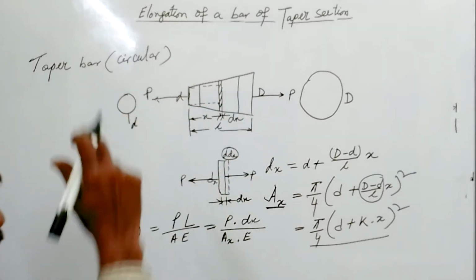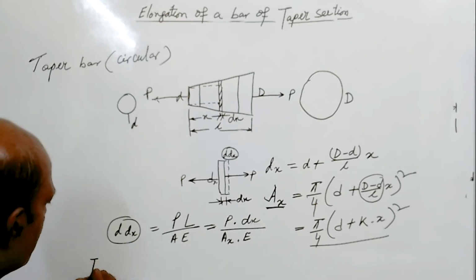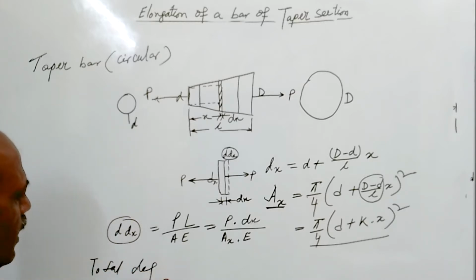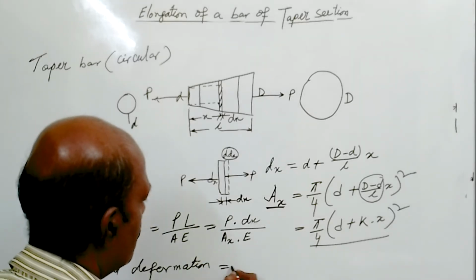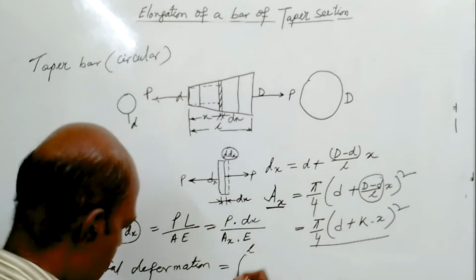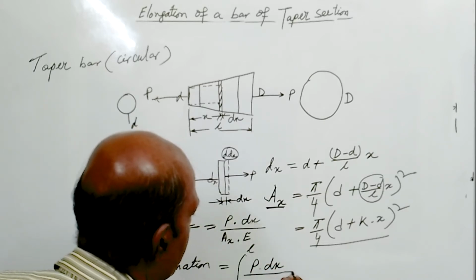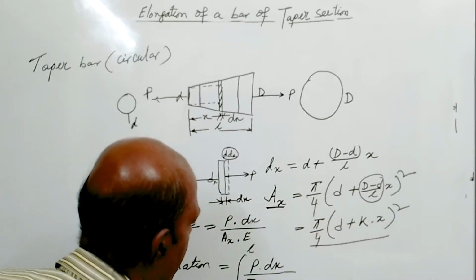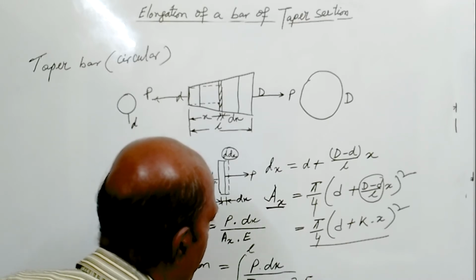Now, what is the total elongation produced? If we consider all the elements separately, find the deformation produced in each element and add them, it will give the total deformation produced in the bar. So the total deformation is given by the integration from 0 to L of P into dx divided by the area Ax, that is pi by 4 into (d plus kx) whole squared into E.